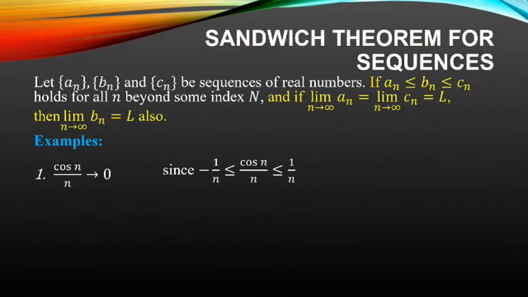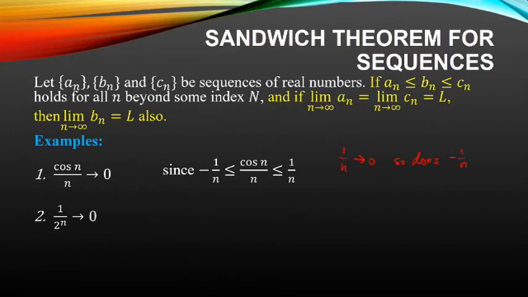So one example, let's show that cosine n over n approaches 0. Since negative 1 over n is less than or equal to cosine n over n, less than or equal to positive 1 over n. Since cosine n, as n increases, the values of cosine n only bounce between negative 1 and positive 1. So cosine n over n is bounded between these two. So it is sandwiched between those two. And we know that since 1 over n approaches 0, so does negative 1 over n. And since na-sandwich yung cosine n over n sa gitna, by sandwich theorem for sequences, cosine n over n approaches 0 also.